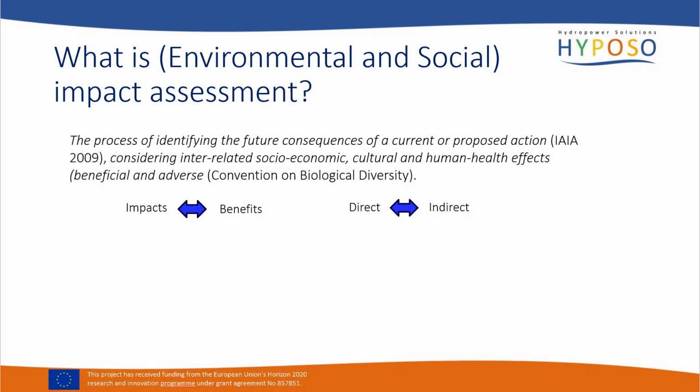So, the environmental and social impact assessment process identifies the future consequences of a proposed or current action, integrating the socioeconomic, the cultural, and human effects that might result from the project. It looks not only at direct impacts or effects, but also the indirect ones.